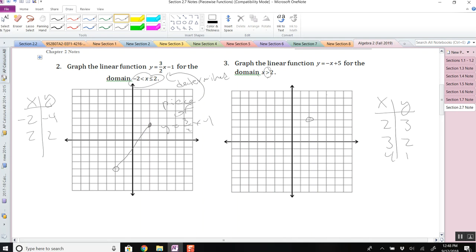Or you can use the concept of slope, which is negative 1. But remember, you're going larger than 2, so you don't want to do anything to the left of 2. It's got to be to the right of 2 on the x-axis. 3, 2, 4, 1. And it looks like a ray. You do not graph anything else. It's just a piece of y equals negative x plus 5. And you have to determine which piece by looking at the inequality that goes with it. So it's determined by x is greater than 2.